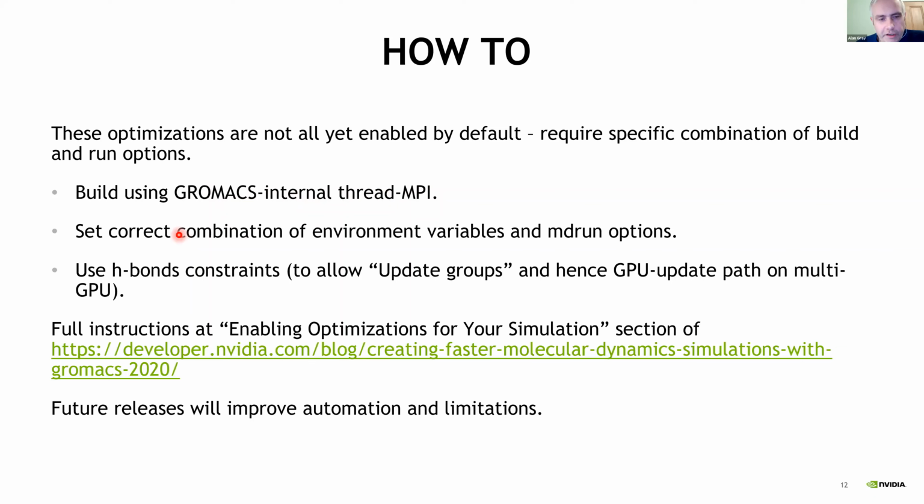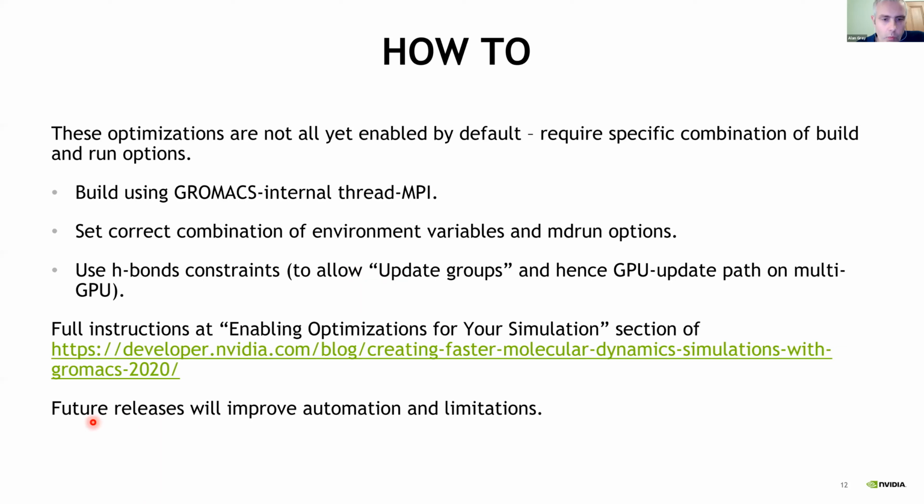It also requires a correct combination of environment variables and MD-run options, as described in the blog. And if you're running on multiple GPUs and you want to have all these optimizations enabled, including the combination of GPU communications and the GPU update and constraints, then your simulation has to have update groups enabled, which is usually done automatically when you set the constraints to be HBonds constraints rather than all bonds constraints in your MDP file when you're creating your TPR. So again, there's more information in the blog on this.